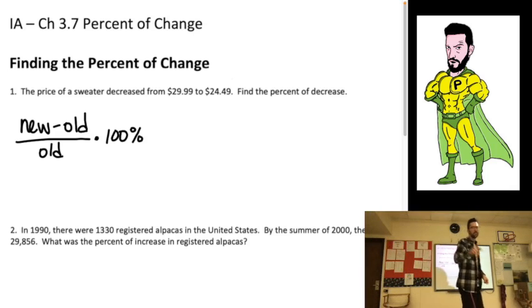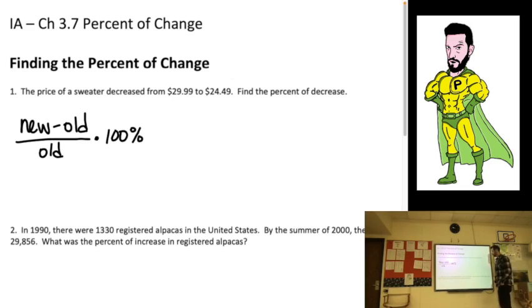Percent of change. We've done it another time this year. The formula for percent of change, the easiest formula I know, is new minus old over old. Now that will give you the decimal version, and then you need to convert it into a percentage. So you can move the decimal 2 places to the right, or you can multiply by 100 in your calculator if you need to.